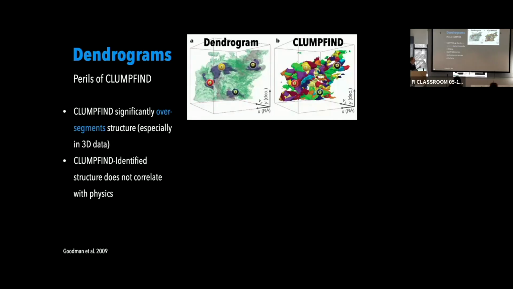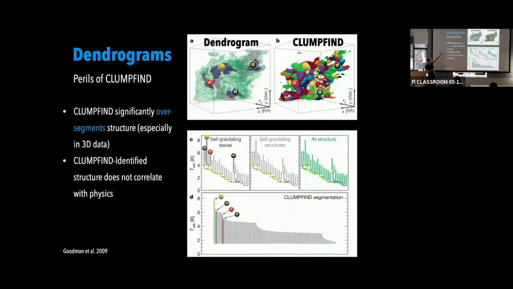And as evidence, they looked at the properties of these leaves, these bowling balls here, and found that these are the ones that are self-gravitating. So the idea being that dendrograms are identifying real physics when they produce this tree. Whereas when you look at the clump find segmentation, there's nothing particularly special about these 4 regions within the cubes.